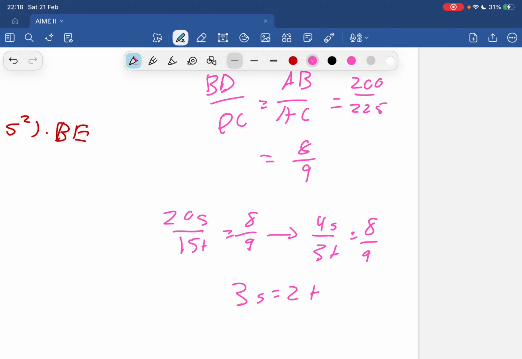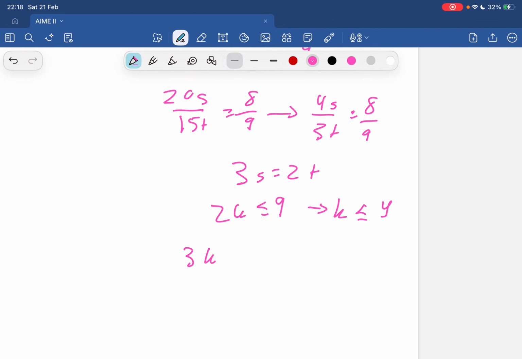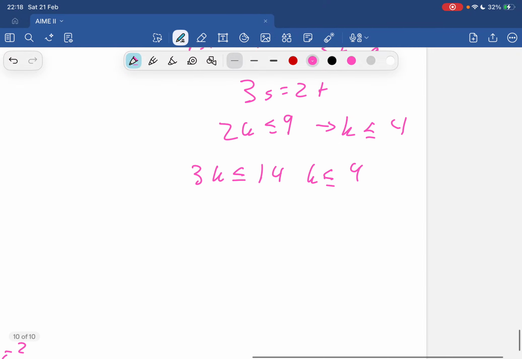Now, s is even, so we can let s equal 2k. Then t will equal 3k. So 2k is less than or equal to 9, and k must be less than or equal to 4, since it must be an integer. And 3k must be less than or equal to 14, so k must be less than or equal to 4. So k could be 1, 2, 3, and 4.